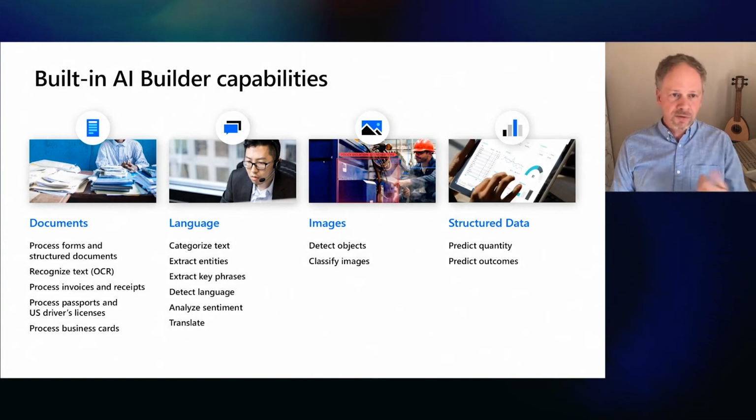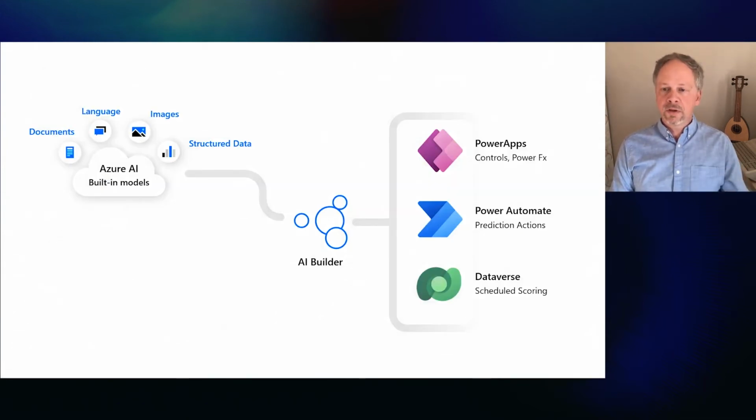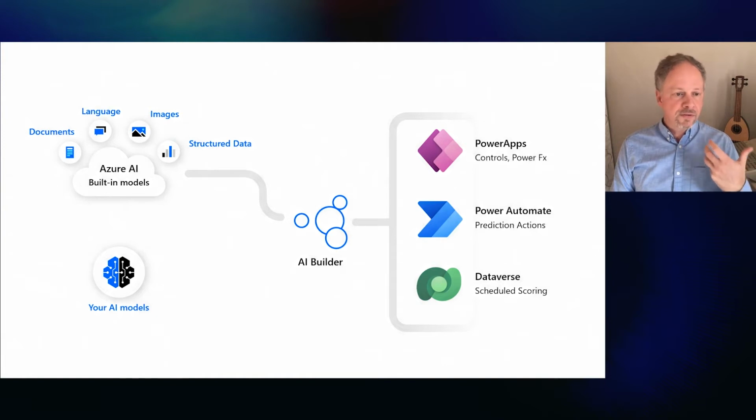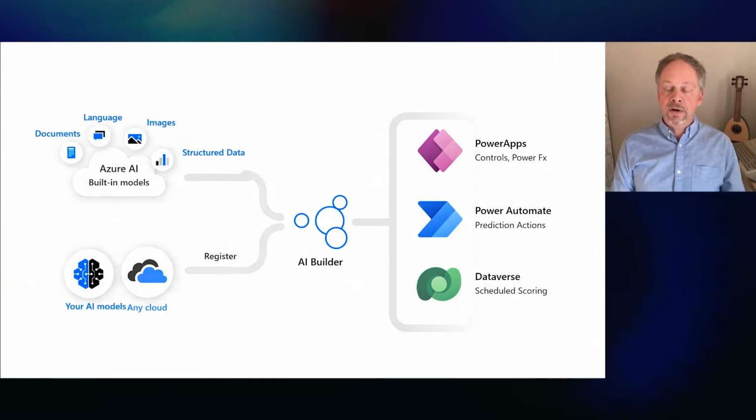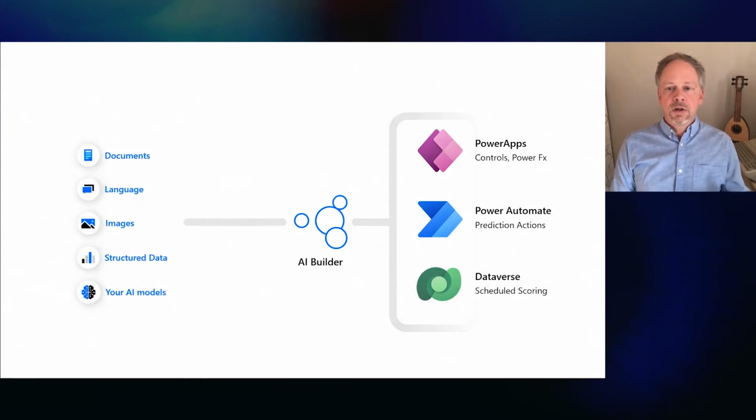So we showed the slide already. This is the list of capabilities in AI Builder, and these are all hosted and powered by Azure AI. But if your company has data scientists, those data scientists can create AI models. They can host them in a cloud, any cloud. And all you need to do is tell us about them and where they are, and something magical happens, which is that your models and our models come together and they're available to the users of PowerApps, PowerAutomate, Dataverse. They look the same, they work the same, they integrate the same way.